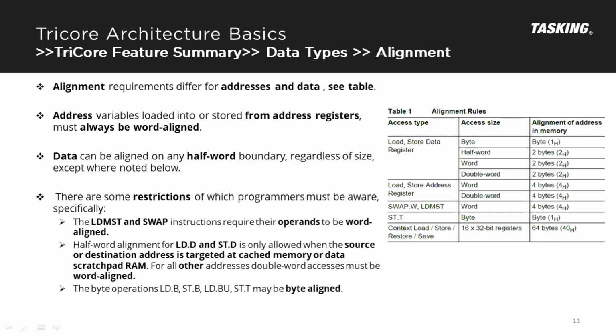And you will find some special cases. For example, the ST instruction requires alignment on a byte level, and the swap instruction or load most requires 4 byte alignment. And for context switching, so the context load and store, the access size in this case is 16 registers, as we saw in the previous slides, and it requires alignment on 64 bytes. So this is the guidance when it comes to alignment as well.